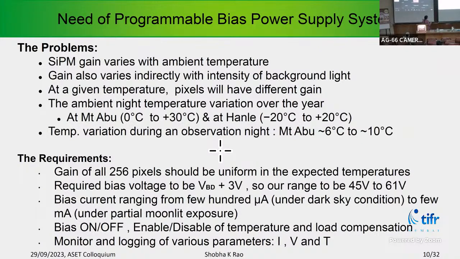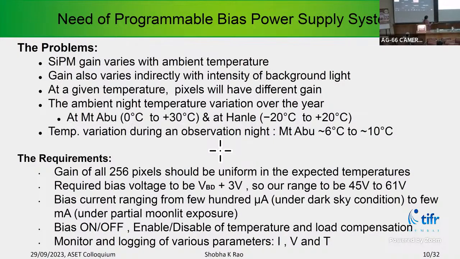And then, whether you operate at Mount Abu or Hanle, there is a temperature variation. During the observation night, we have some 6 degree to 10 degree variation. But our goal is to maintain the gain of the SiPM uniform as well as the same during the observation night. So this is a requirement.